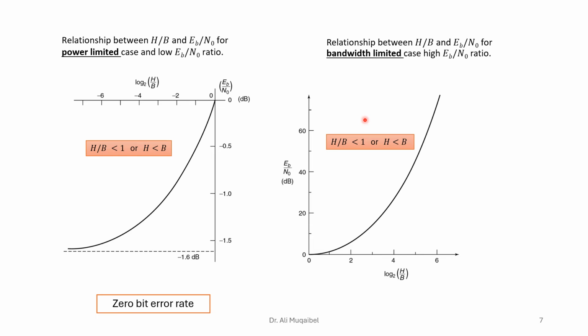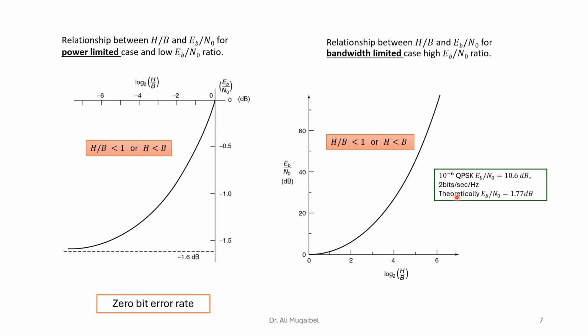So you cannot exceed this relation. Here we have C over B small, less than 1, or C is less than B. This we call the power limited case. The bandwidth is greater than the capacity. While here we have to look at the case where we have bandwidth limited.